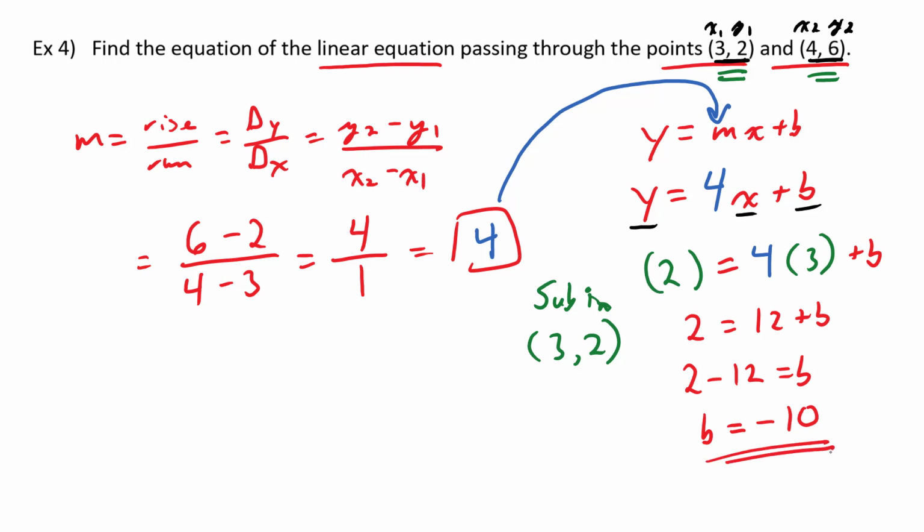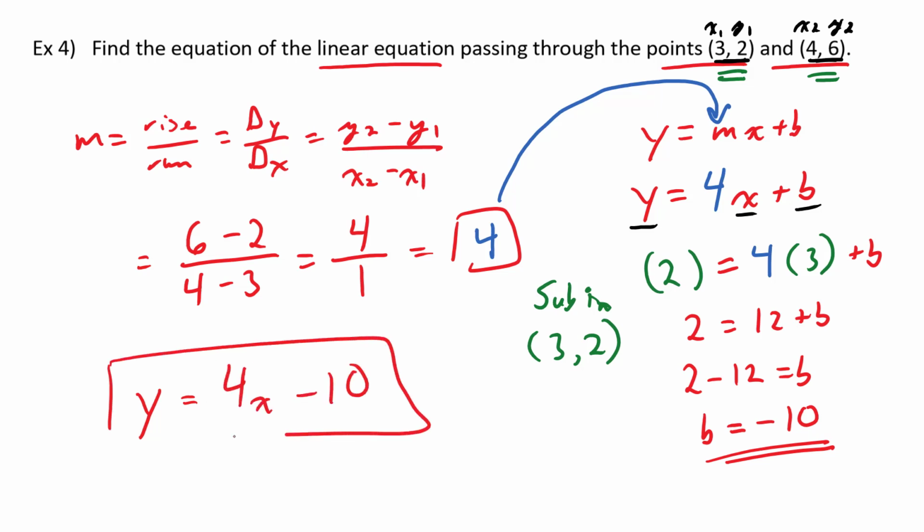Now we can finalize this and build that equation. y equals 4x minus 10. Final answer. Because we know it's a straight line, all we need is 2 points. From that, we can calculate everything else.